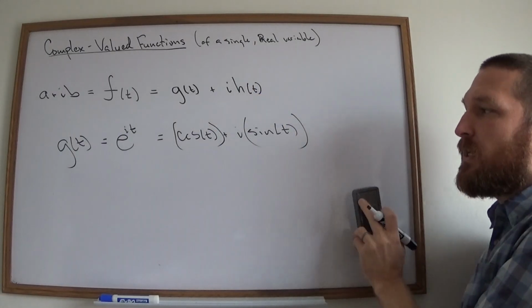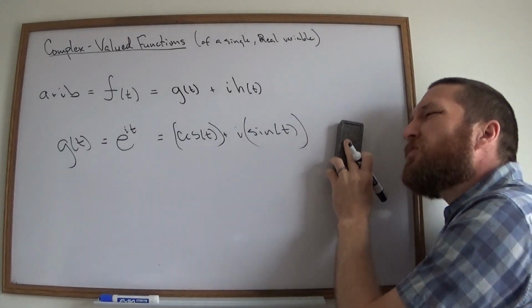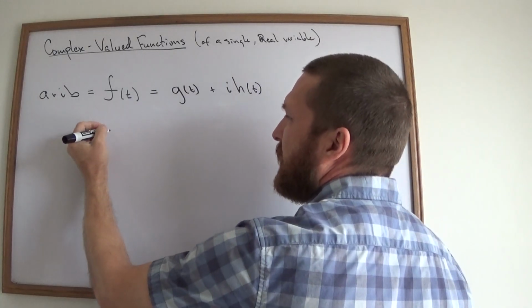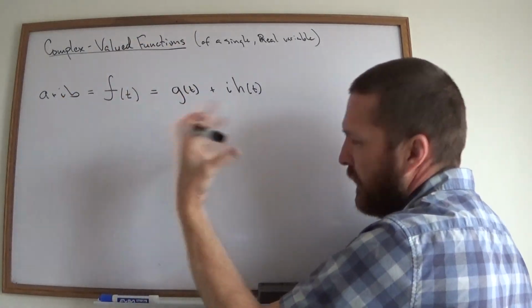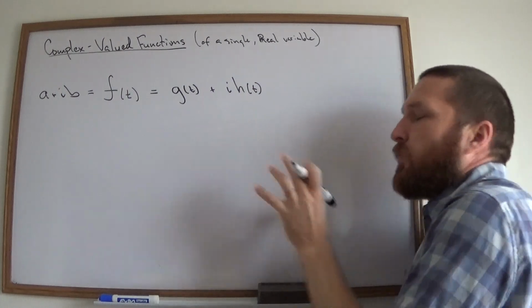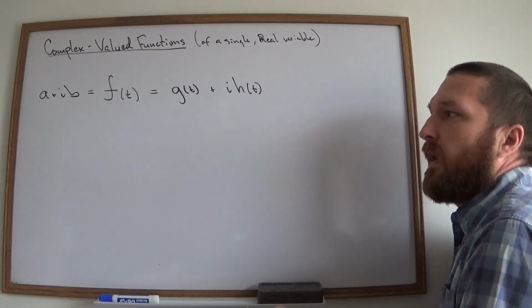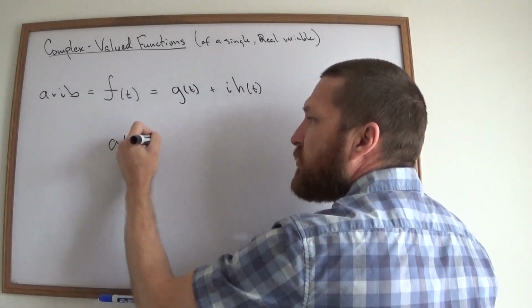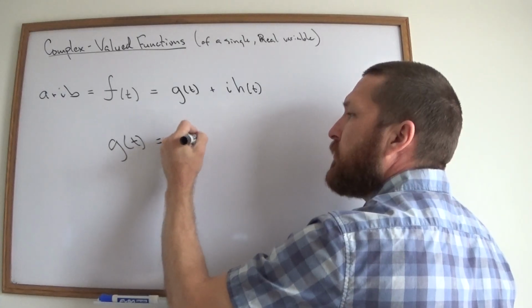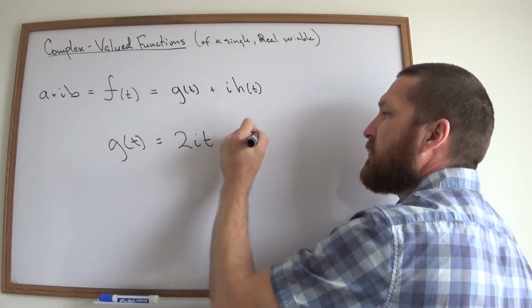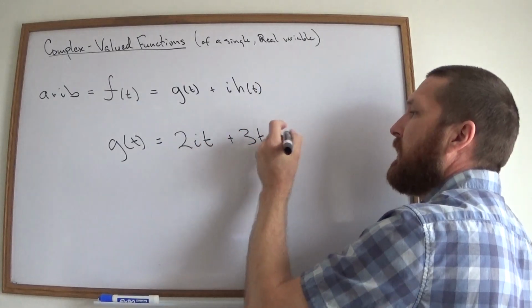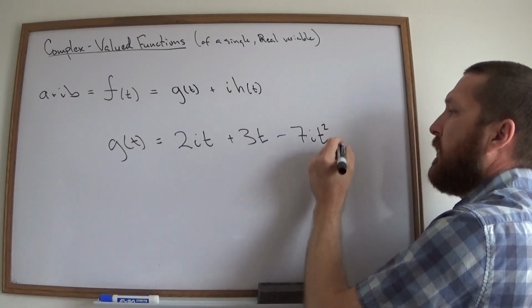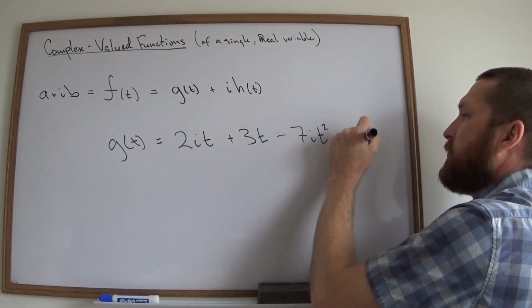But to make notation simpler, and actually let's just do one more. Well, because it doesn't have to be something crazy like e to the i stuff where we have this crazy theorem that we worked on. It took all year to kind of get there. This could be something very simple. We could say g of t is just, I don't know, how about 2it plus 3t minus 7i t squared plus, how about 2t squared?